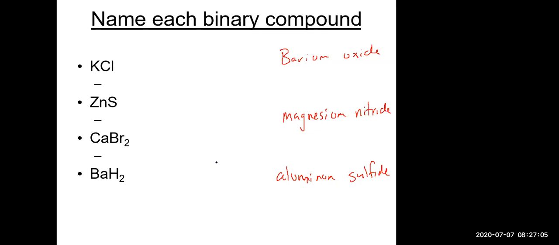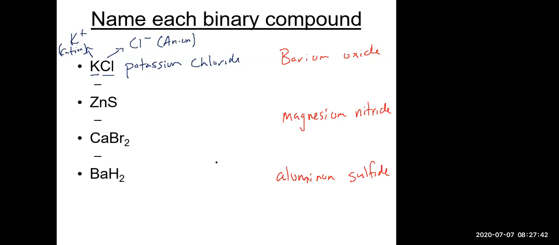Okay, so let's see how we're doing. Let's start with the first one. When we look at this, that's K, which is a metal, potassium, and Cl, which is a non-metal. So the full name for the first one is potassium chloride, since chlorine becomes chloride. The cation would be K plus, and the anion's formula would be Cl minus, right? So that would be our anion and our cation.